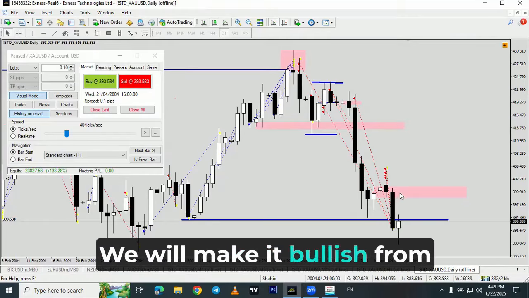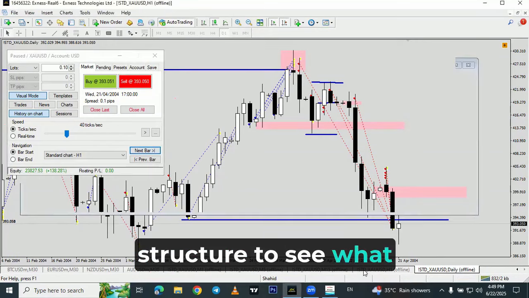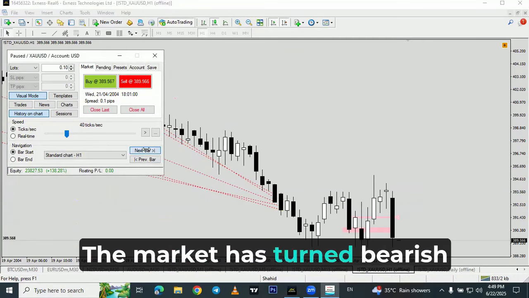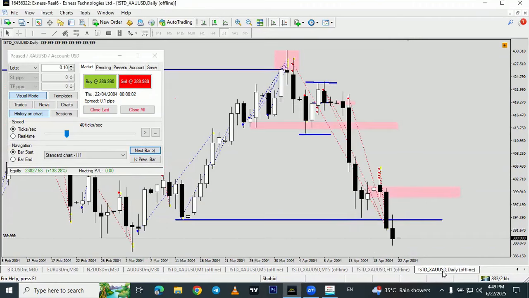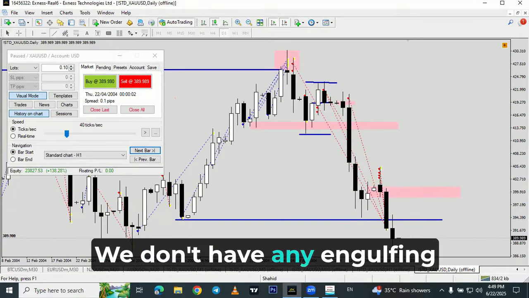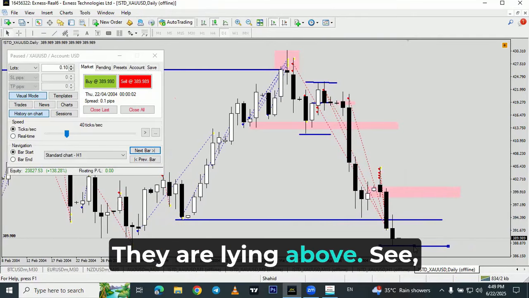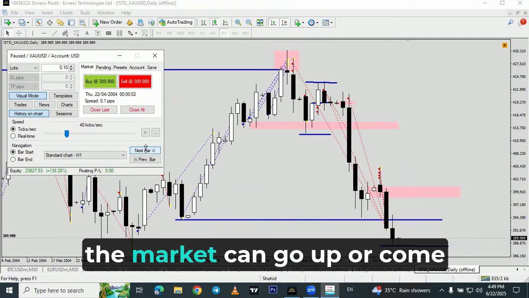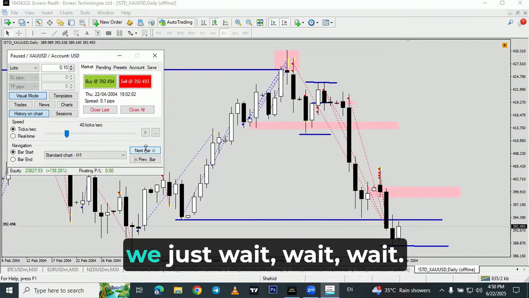We will make it bullish from here. We will do it from here. Okay. We keep sitting with the structure to see what the market does. The market has turned bearish again because we don't have that zone here. See, the market has turned bearish. We don't have any engulfing pattern here on which we can base a sell or buy. They are lying above. See, after faking this low, the market can go up or come down after taking the upper level. So here, we just wait.